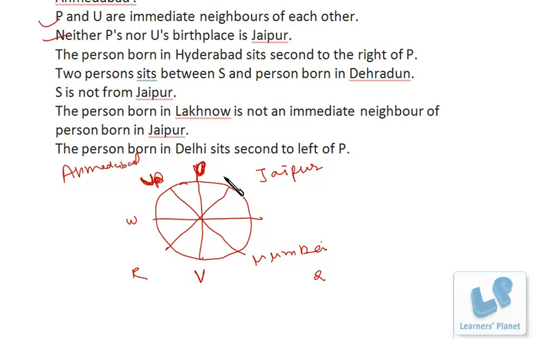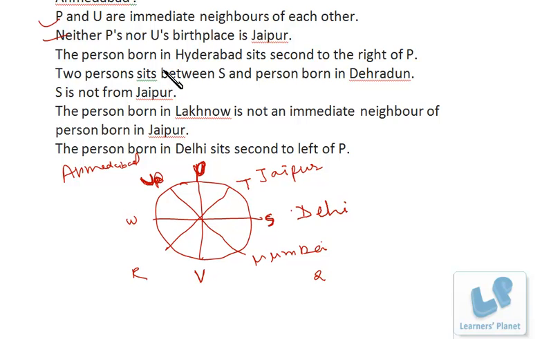Okay, now the order is clear. The person born in Delhi sits second to the left of P. That means here the Delhi person is there. Okay, now we have got the position of everybody. Jaipur and Delhi, still two persons are pending. Now S is not from Jaipur, so I'll be putting S over here. That means the remaining person T is there. Now all persons have taken their position. Now we have to crack the cities.